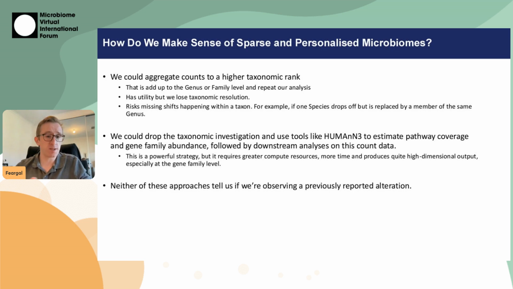You could drop the taxonomic information entirely and look at something like pathways or gene family abundance in humann3. Very useful, very powerful. I use it all the time, but it does require a step up in terms of the amount of computational compute that you need. And it does generate much higher dimensional data, which, particularly for students or someone maybe stepping into microbiome analysis from another discipline, is a steeper learning curve for sure.